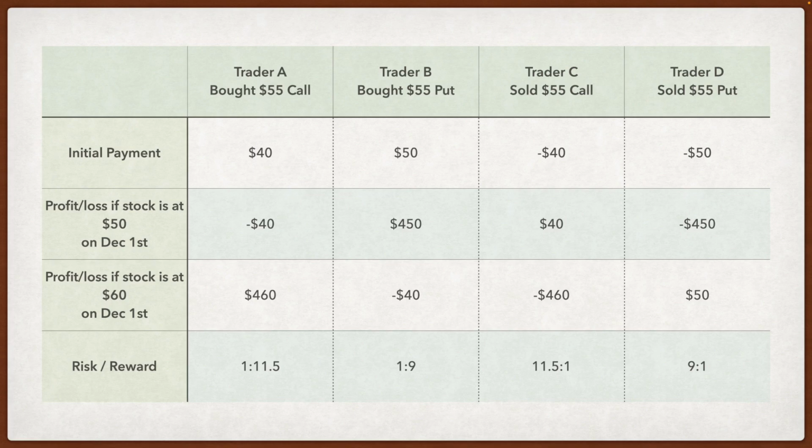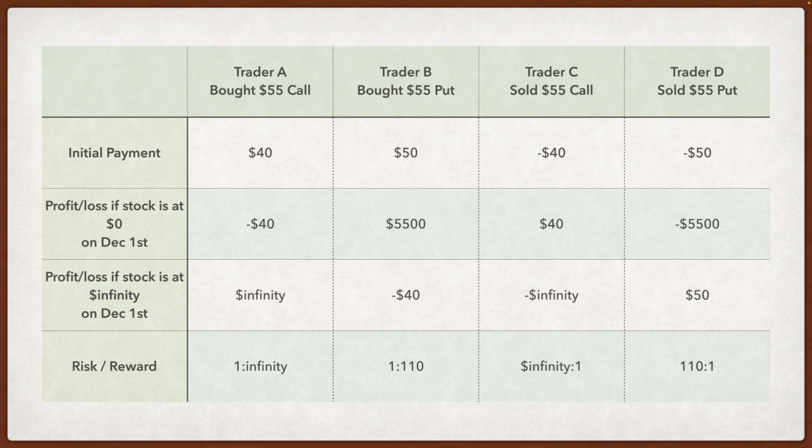So trader A invested $40 and made 11.5 times back on their investment. Trader B invested $50 and made 9 times back on their investment. Trader C made $40 to begin with, but then lost $460. So they lost 11.5 times what they stood to receive, and trader D lost 9 times their initial gain. So these numbers, it should be said, are not realistic. These are not the kind of returns you can expect, but they do make explaining everything a bit simpler.